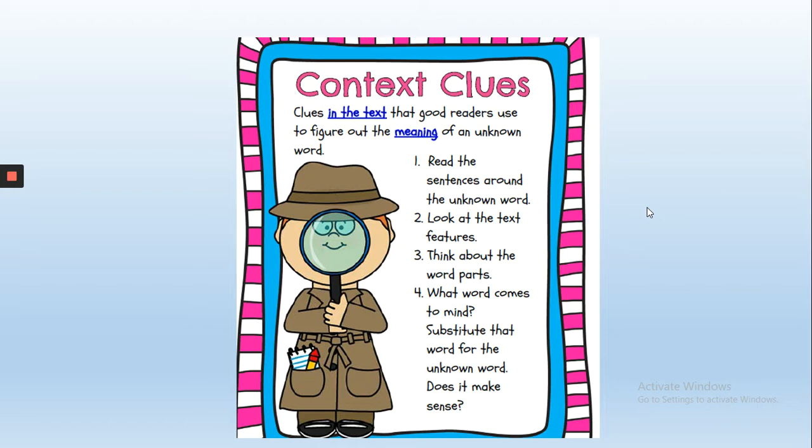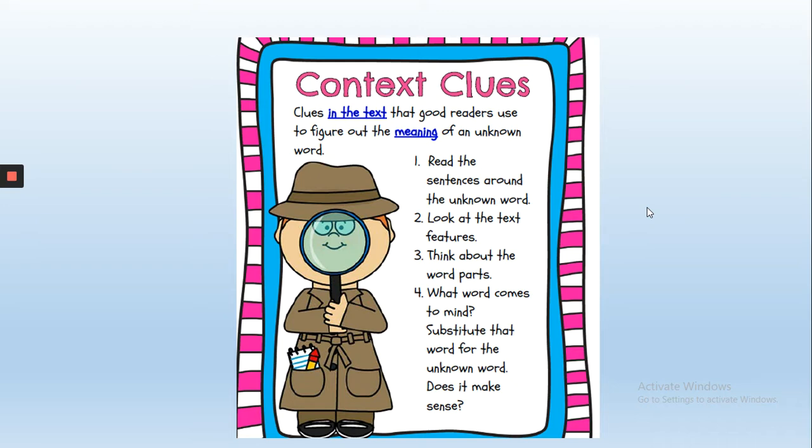So I have a little activity. We're going to be detectives today, and you're going to try to figure out the unknown words using your context clues. Before we get started, the first thing we need to do is read the sentence around the unknown word. It might be in another sentence before or after the unknown word. After we read those sentences, we're going to look at the text features. If there is a photograph, or we can look at the heading or the captions to help us know unknown words. We can think about the parts of a word, and then we can think about new words that we could use instead. We could substitute the word for a new word, and does the sentence still make sense with our new word?